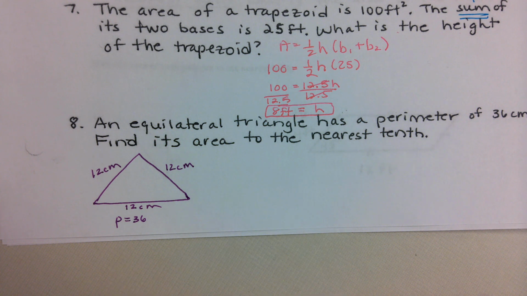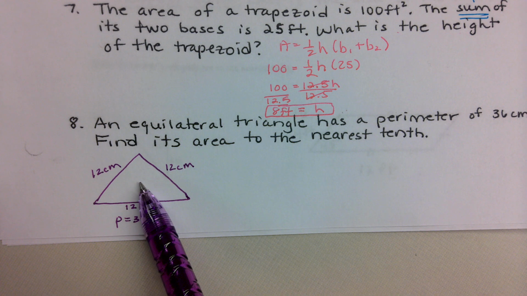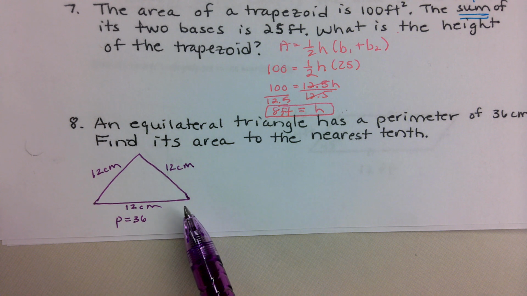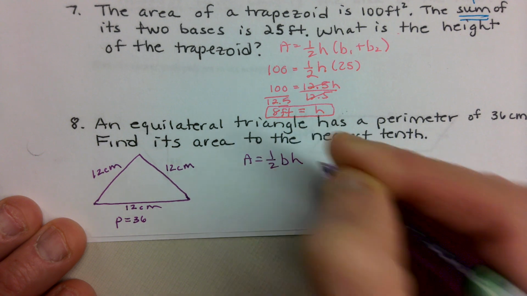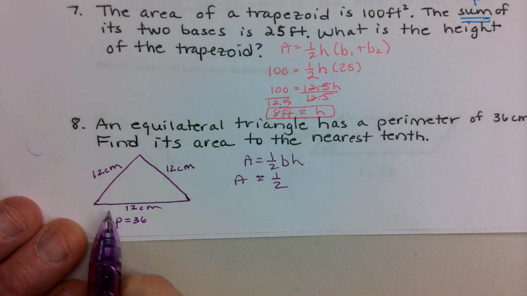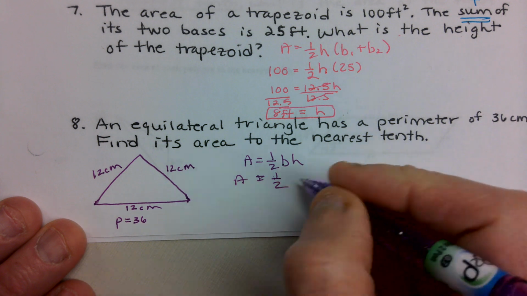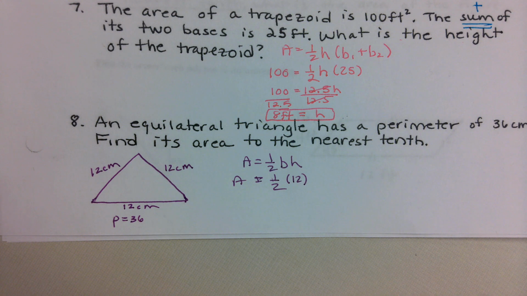Find its area to the nearest tenth. Okay, so again, we could be working with either formula, but since I'm not given anything from the middle, I'm probably not going to use the apothem one. I'm just going to use the straight up 1/2 base times height, because you already have the base, don't you? It's 12. You just got to find the height. And we can do that. Let's draw it in.